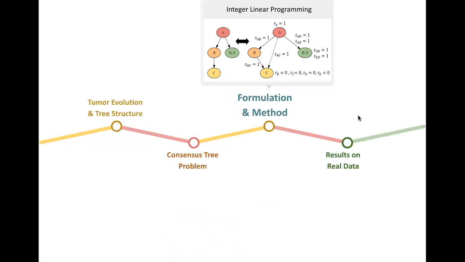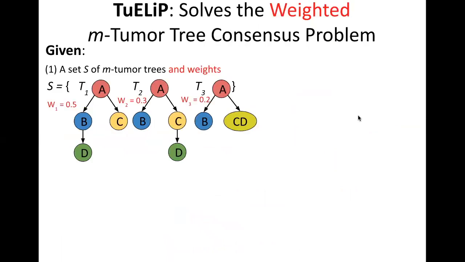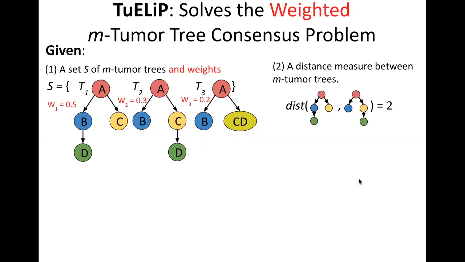Let's introduce our method. We formulated the problem as the weighted tumor tree consensus problem. The input includes a set of plausible trees with their corresponding confidence weights. These weights all sum up to 1, and higher weights mean higher emphasis should be given in the consensus tree. We also have a distance measure.